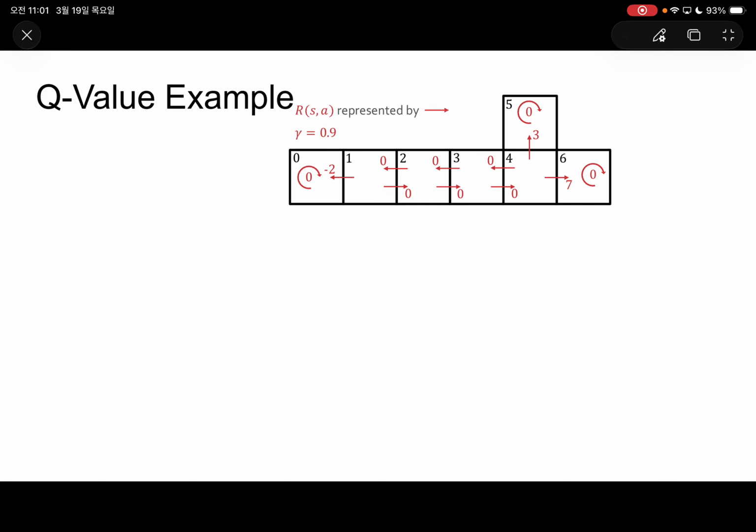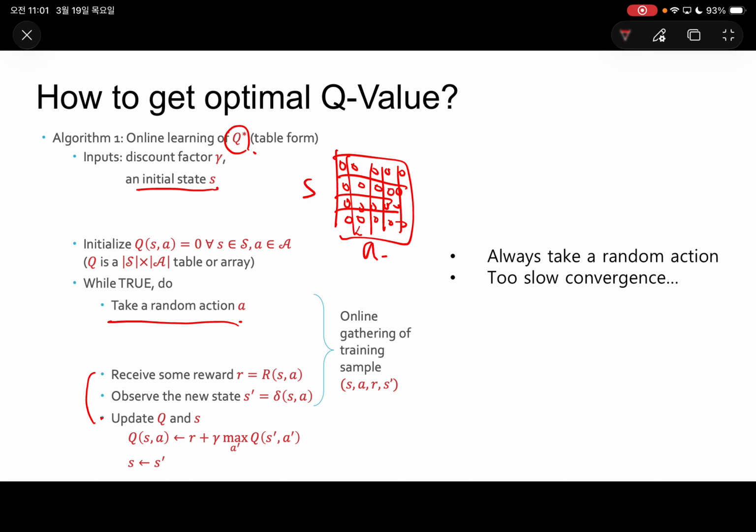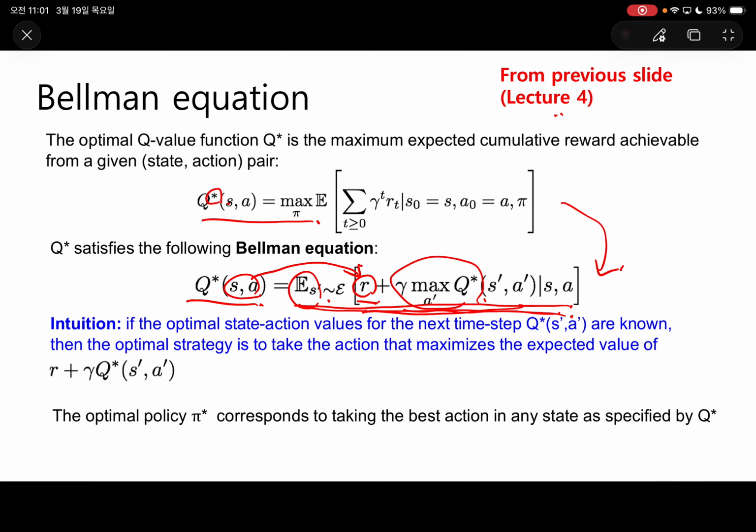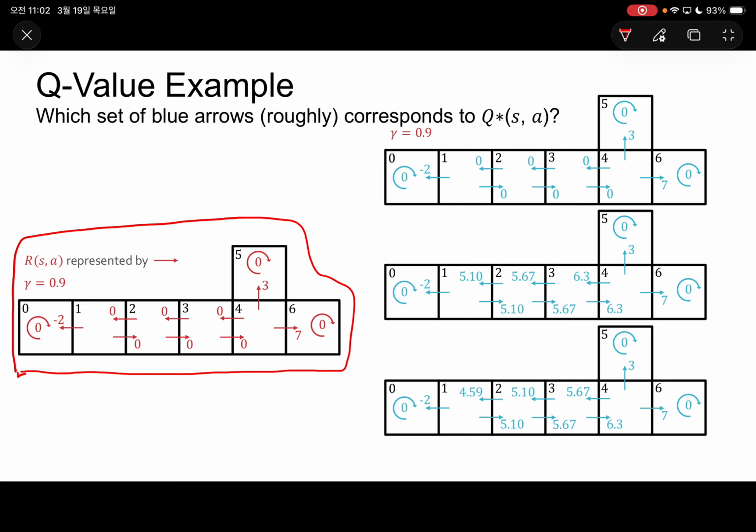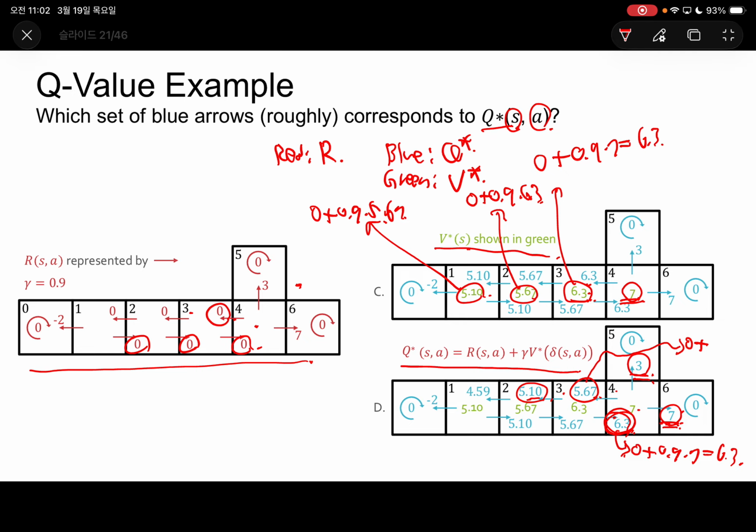This is consistent with the definition. We need to pick the optimal action that can maximize the Q value function. So we need to pick the action that can maximize reward, which is going right, so that we can multiply 0.9 times 6.3. That gives us 5.67, right?